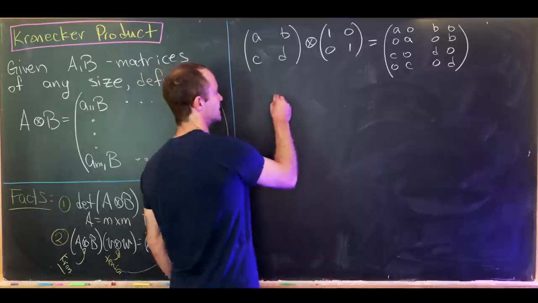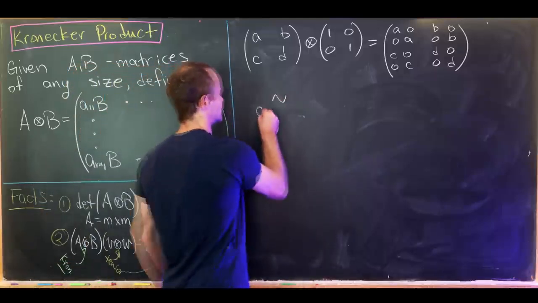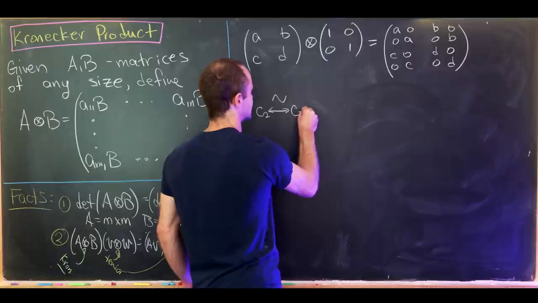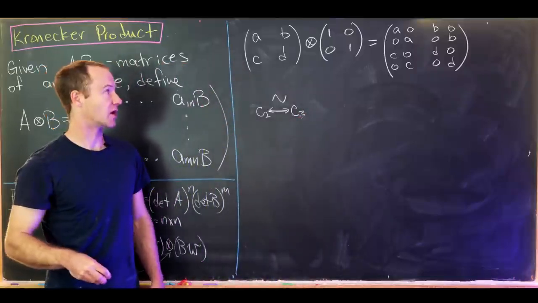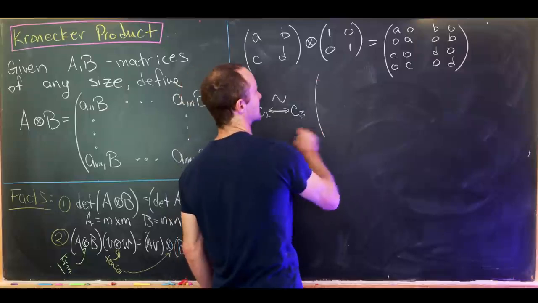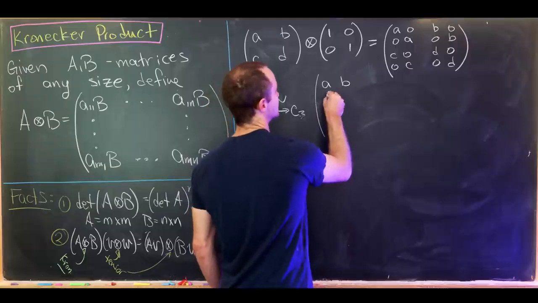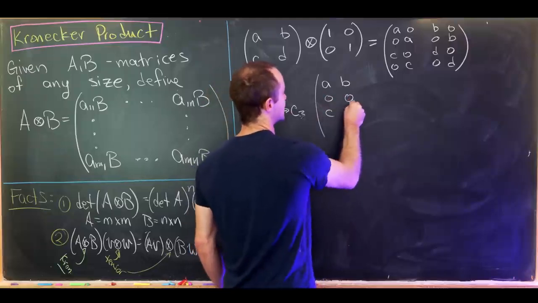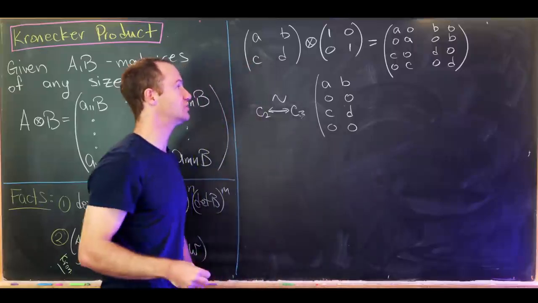So let's do the column operation, where C2 and C3 are swapped. In other words, the second and the third column are swapped. Let's see what that will leave us with. We'll have A, B, and then 0, 0, C, D, and then 0, 0. Those will be our first two columns.